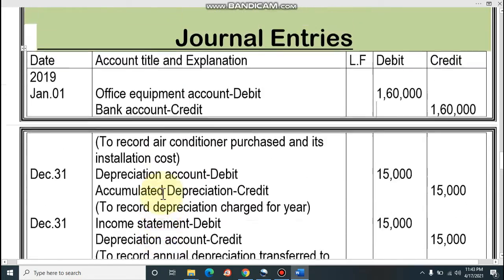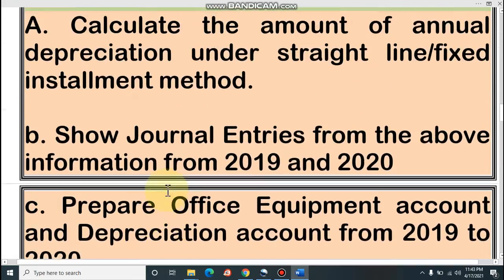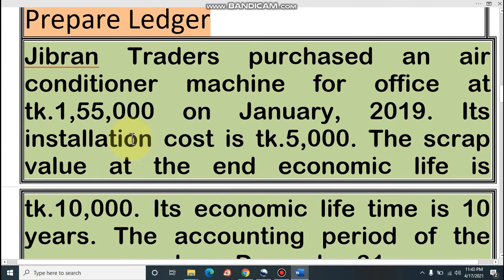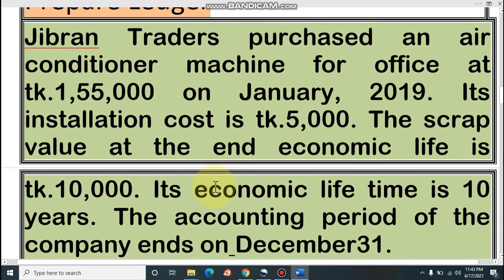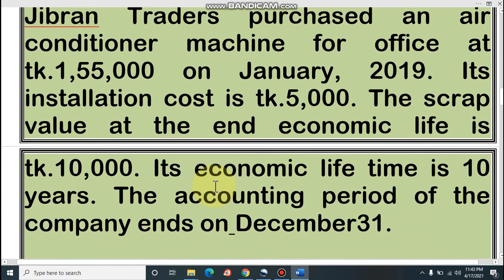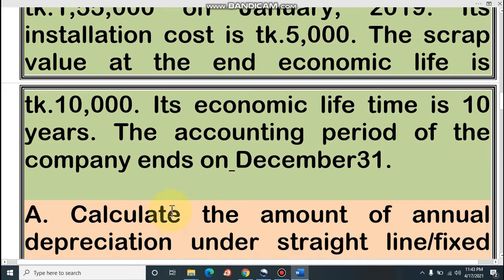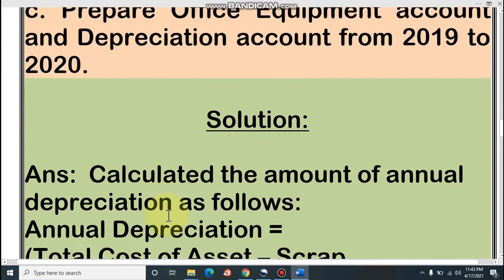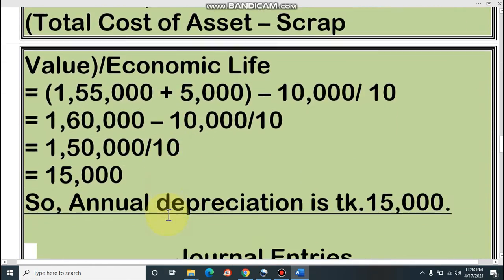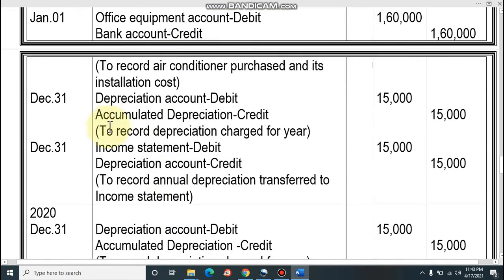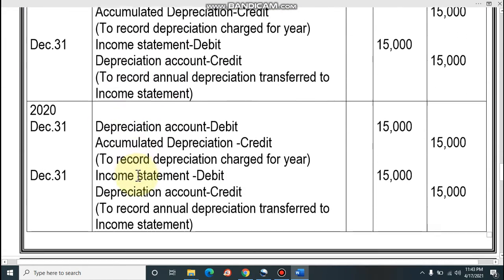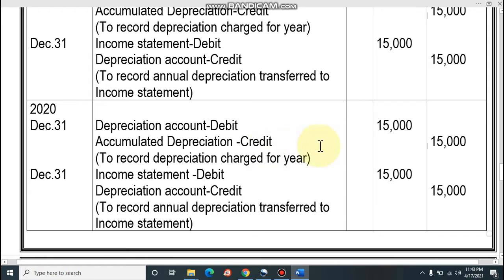And for 2020, if we see the question, in 2020 we don't have any purchase of a new machine. That means we did not buy any new machine, so there will not be any journal entry for purchasing an asset. So we have only two journals for 2020. The journal will be for depreciation. Already you have learned the depreciation journal: depreciation account debit, accumulated depreciation account credit.